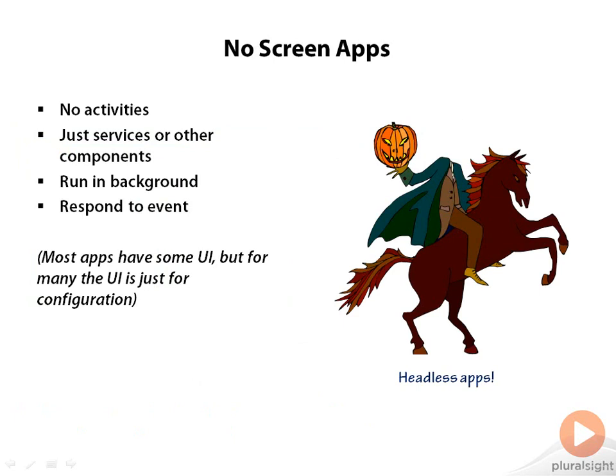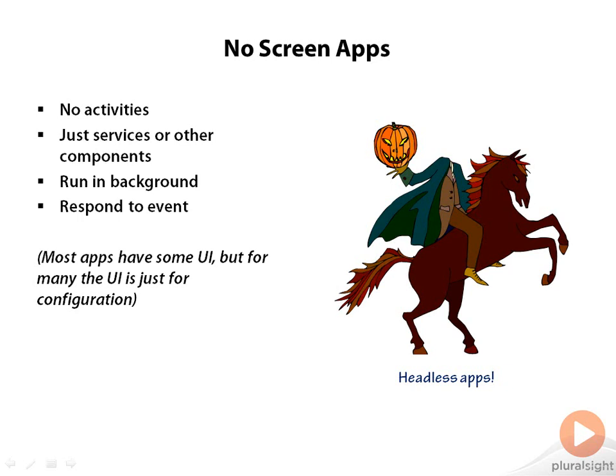Some applications don't even have any activities at all. These types of applications are sometimes known as headless apps. An Android application can just provide a set of services that run in the background, or even just components that can be used by other applications. Some Android applications won't do anything until a certain type of message is broadcast by the operating system itself. Then they come to life and respond to that message.